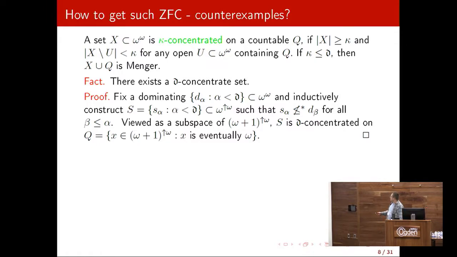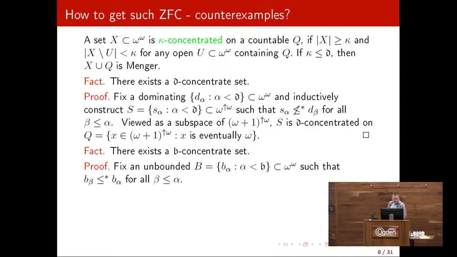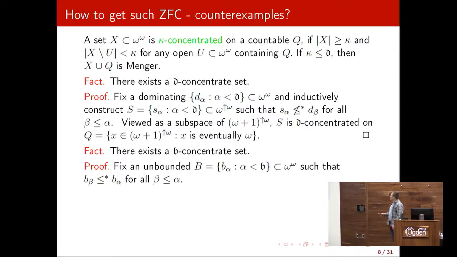And here, this set S is very easy to check that it becomes deconcentrated on the countable dense set consisting of those sequences which eventually attain omega. Okay, so this countable set, and we've got in ZFC a deconcentrated set, and that's why we've got a Menger not sigma compact in ZFC.